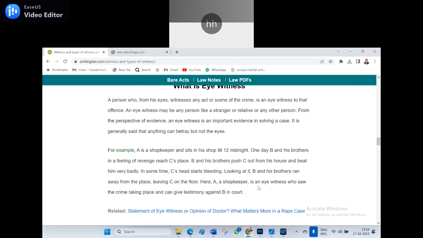For example, A is a shopkeeper and sits in his shop till 12 midnight. One day, B and his brothers, in a feeling of revenge, reach C's place, push C out of his house and beat him very badly. In some time, C's head starts bleeding. Looking at this, B and his brothers run away from the place, leaving C on the floor. Here, the shopkeeper is an eyewitness who saw the crime taking place and can give testimony against B in the court because he was present at the time in the shop.